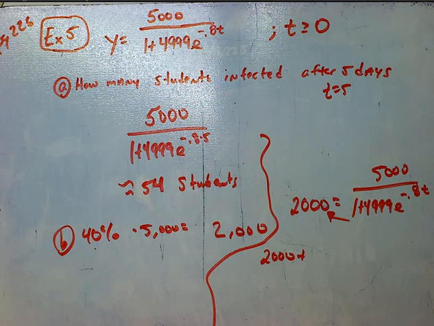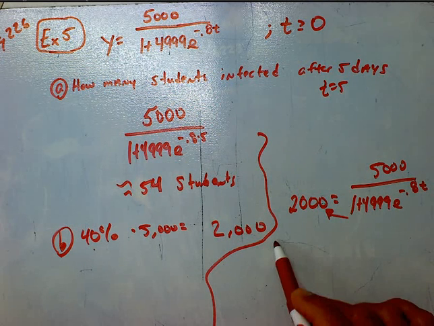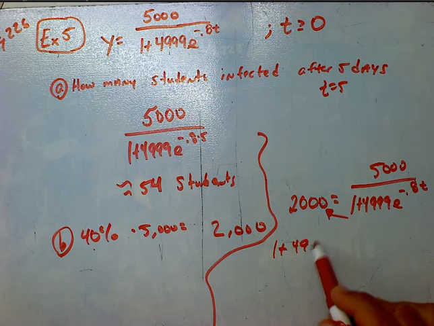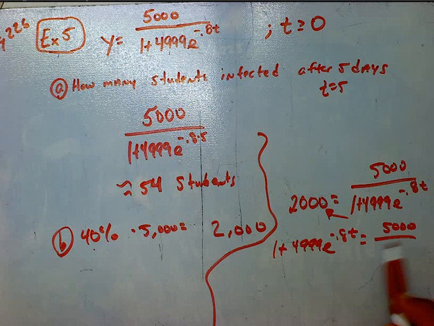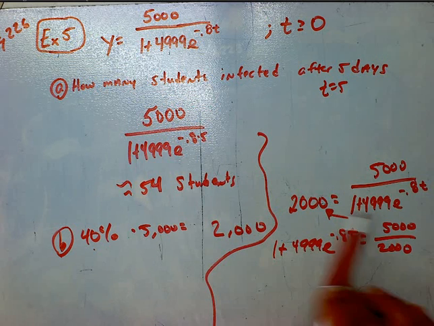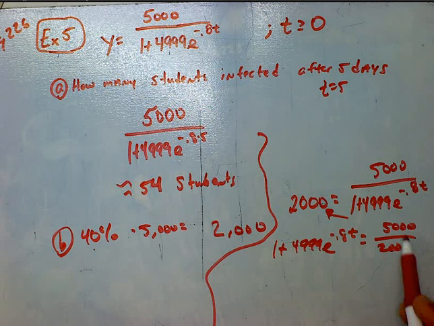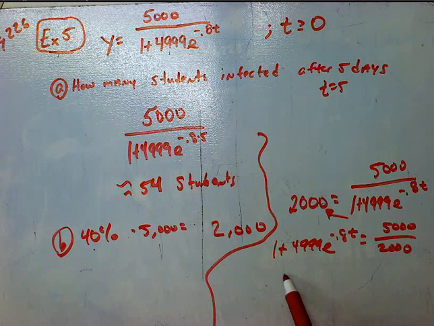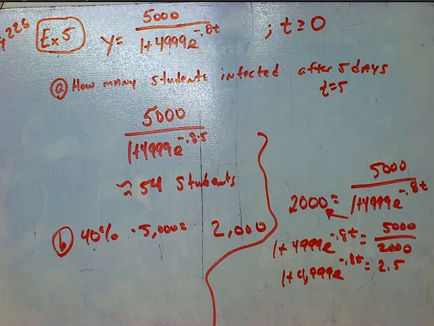well, I'm going to take that back. I'm really going to do something else. These two, instead of cross multiply, I'm going to have them switch places to make 1 plus 4,999 e to the negative 0.8 t equals 5,000 divided by 2,000. I can do that because if I were to cross multiply, I still get the same thing. These two times each other, these two times each other. But it allows me to reduce this to 2.5. So 1 plus 4,999 e to negative 0.8 t equals 2.5. Okay. Now I'm going to subtract 1 from both sides.